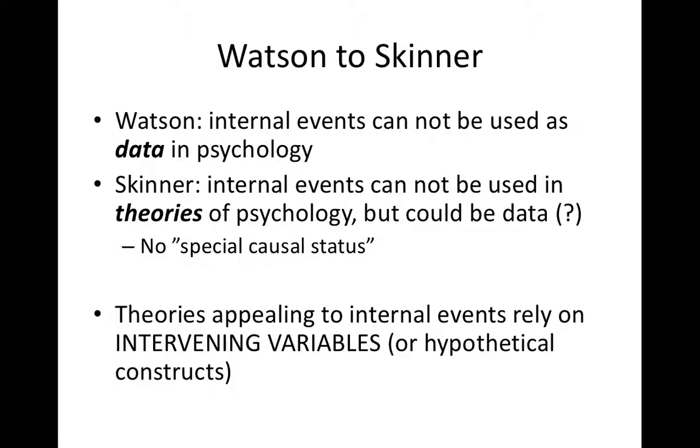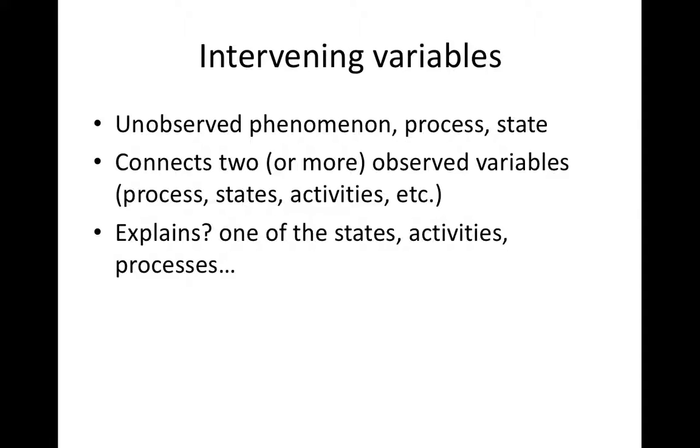So in a technical sense, in an academic sense, theories appealing to internal events rely on, we think in most cases, intervening variables or hypothetical constructs. And intervening variables are unobserved phenomena or processes or states, and they connect two or more observed variables or observed processes or states or activities. And we often think that they explain one of the states or activities or processes. Like we explain a student's aggression or a student's hitting a teacher because of their anger, but we still don't understand the anger. So does it really do us any service in explaining that feature? It turns out that kids hit teachers or kids hit each other for a variety of different reasons, not just because they're angry. A more thorough assessment is needed.